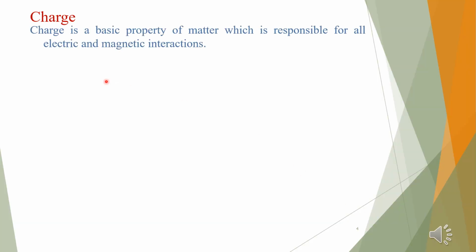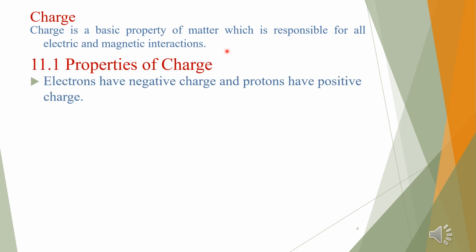Charge is a basic property of matter which is responsible for all electric and magnetic interactions, which means that due to charges, particles attract or repel each other. There are some properties of charges such as electrons have negative charge and protons have positive charge.